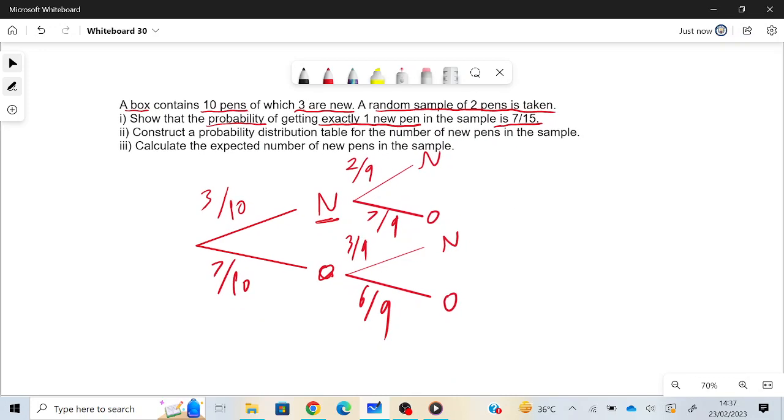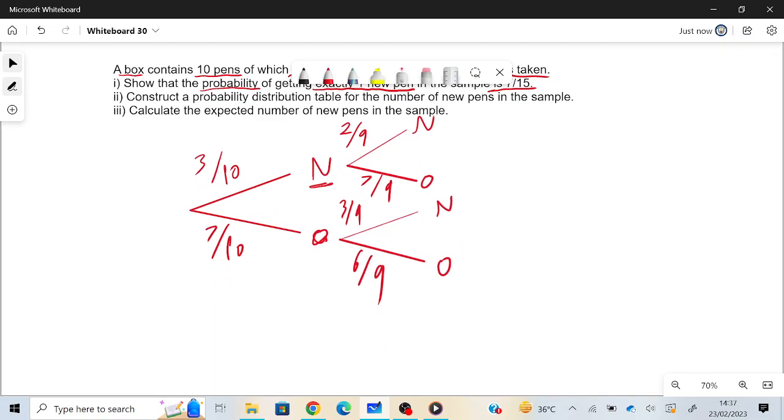Now it says show that the probability of getting exactly one new pen in the sample is 7 over 15. So how can we get one new pen? Our first pick can be an old pen, and then our second pick can be a new pen. That's one way. The other way is that our first pick can be a new pen, and our second pick can be an old pen.